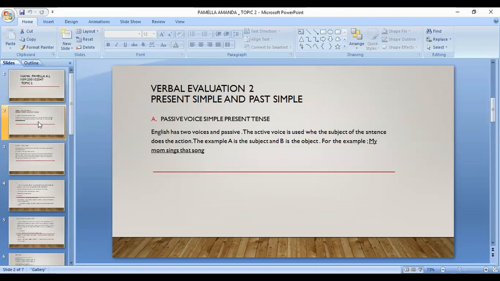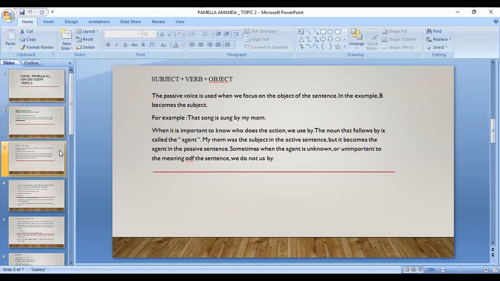Passive voice in present simple and past simple. English has two voices: active and passive. The active voice is used when the subject of the sentence does the action. For example, my mom sings that song. Next. Subject plus verb plus object.